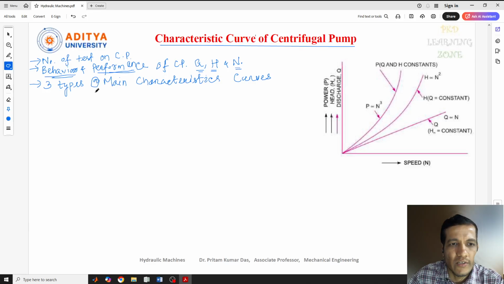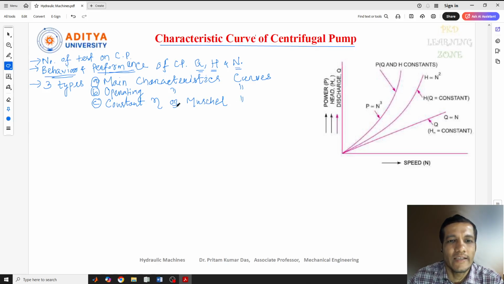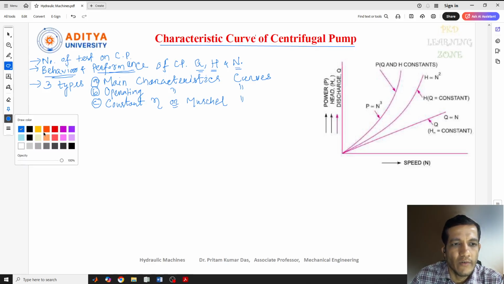The second one is the operating characteristics curves. And the third one is Muschel's curves, or what we used to call constant efficiency curves. So these are the three different types of curves in the characteristic curves. In this lecture we will discuss only the first one, the main characteristics curves.